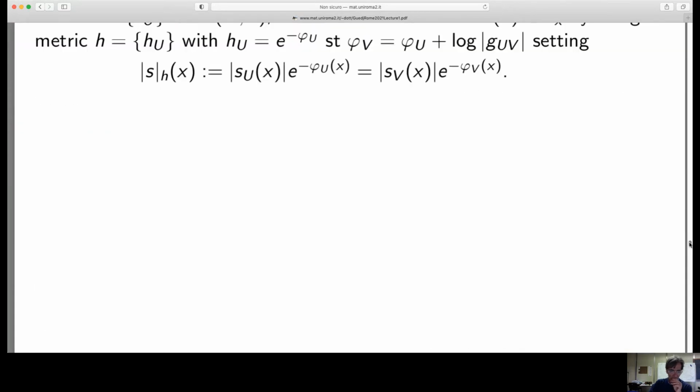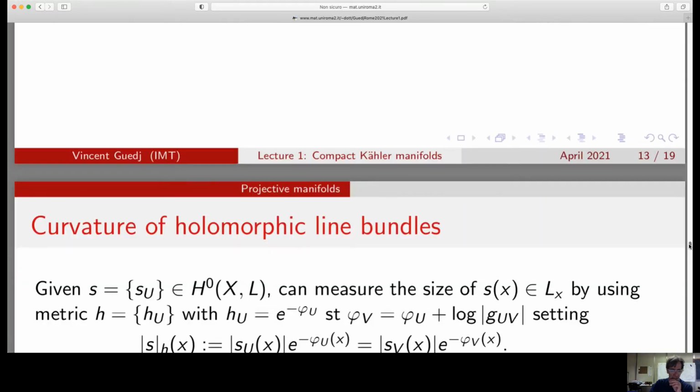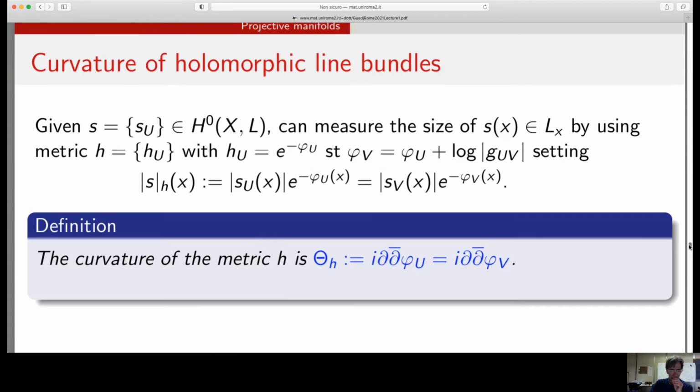This condition allows you to find the norm of a global section in a well-defined way. Now, the curvature of the metric is i∂∂̄ phi_U, which is equal to i∂∂̄ phi_V, because on the intersection, i∂∂̄ of log g_UV is 0. So these local forms i∂∂̄ phi_U glue together to define a global (1,1)-form on the space. This global form is called the curvature form of the bundle.